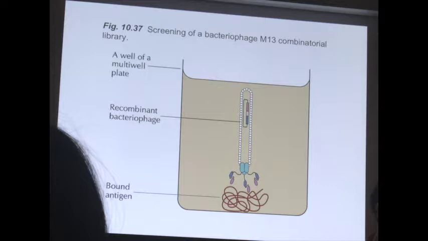And here's our recombinant bacteriophage. And these single chain antibodies, if they recognize this bound antigen, they're going to bind to it. And they're going to bind to it tightly. And I didn't talk about how tightly antibodies bind their target antigen, but they bind very tightly.